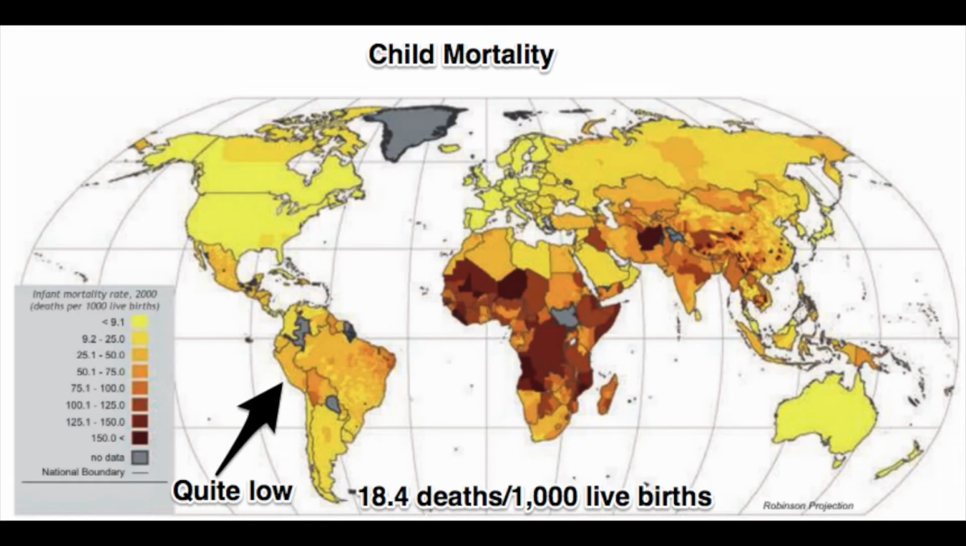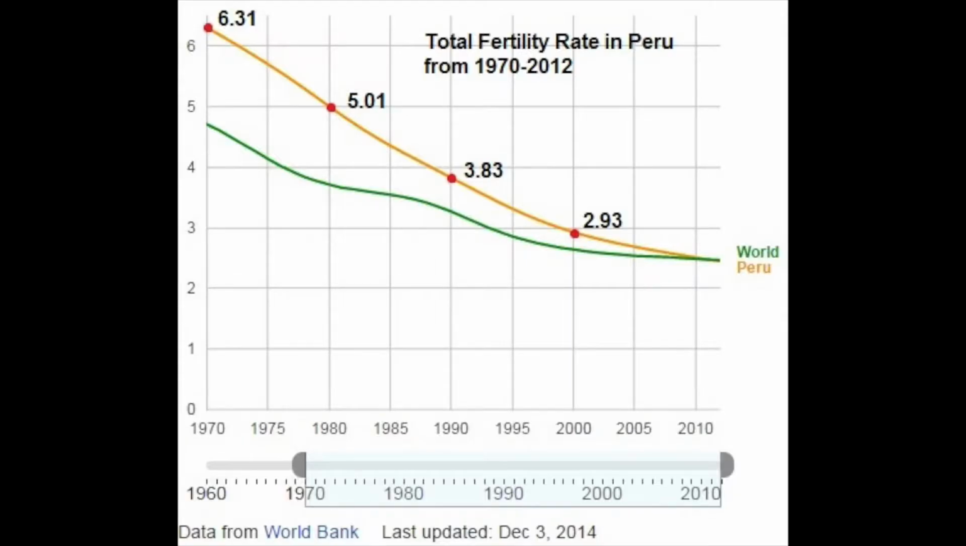Child mortality. The overall child mortality is medium compared to the rest of the world, but there are still 18 deaths per 1,000 live births, which is quite a lot. Fertility rate. The fertility rate in Peru as of 2017 is approximately 2 children per woman, which is a world average. The fertility rate has drastically declined since 1960, when the average was about 7 children per woman.